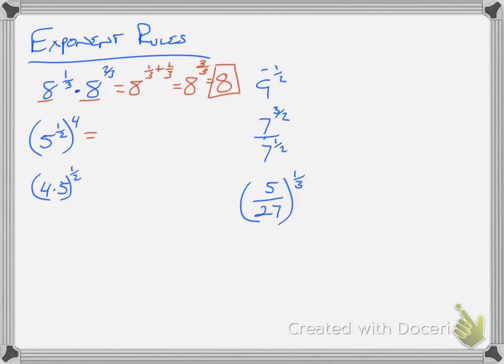Power to a power, you can multiply the exponents, so that's 5 raised to the 1/2 times 4. And remember, multiplying, you don't need a common denominator, you just multiply straight across. 4 over 1 times 1 over 2 becomes 4 over 2, which is 2, which then is 25.